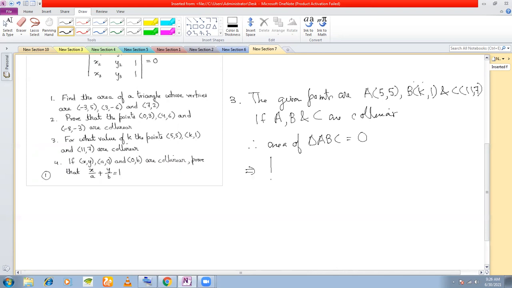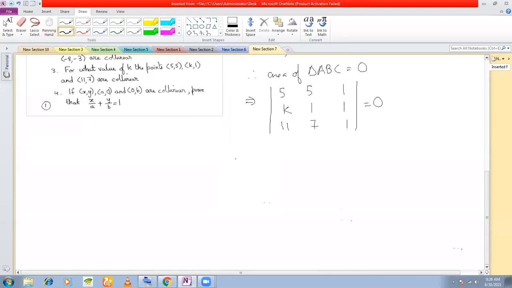That means, what is the area of this triangle? X1, Y1, 1, X2, Y2, 1, X3, Y3, 1. This determinant must be equal to 0. So now expand this determinant and find out the value of K. In fact, you have a half here also, but let's omit the half because this is a product, so it doesn't matter. So this determinant, 5, 5, 1, K, 1, 1, 11, 7, 1, is equal to 0. Now we'll expand this determinant.